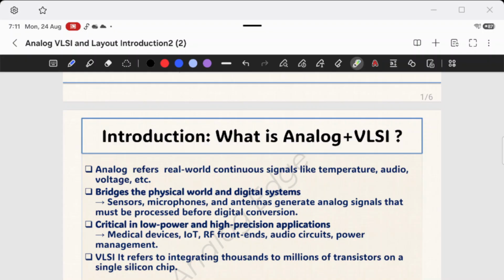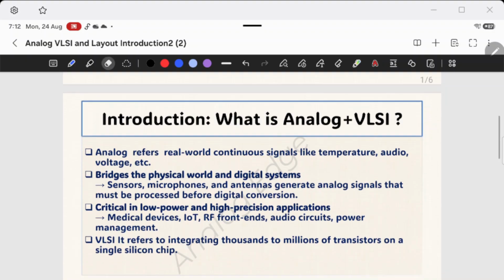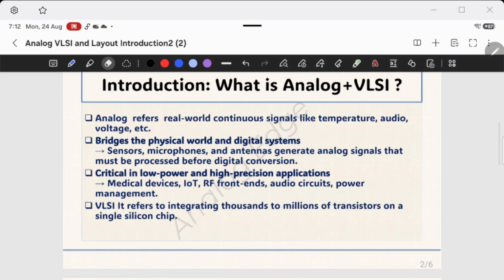Everything around us is analog. Temperature, audio, voltage are all real world continuous signals. Whatever real world continuous signals we have, that is all analog. And it bridges the gap between the physical world and digital systems. It does so by using sensors, microphones, and antennas, which generate analog signals that must be processed before digital conversion.